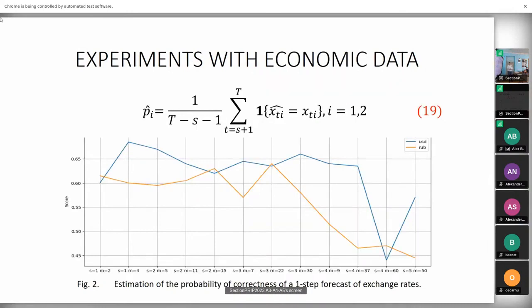With real data, we analyze the exchange rates of two currencies, the Russian ruble and the Belarusian ruble. We analyze the increments in the exchange rate. If the exchange rate increases compared with yesterday, the value is 1, and if the exchange rate holds and remains the same, the value equals 0. We assess the probability of correctness for the one-step forecasting algorithm.